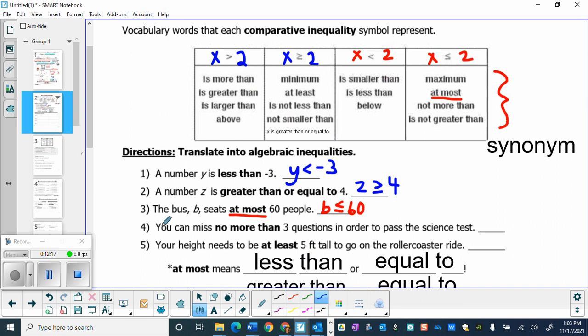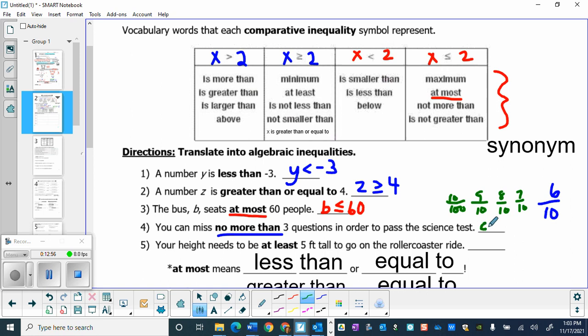All right, so let's try another one. You can miss no more than 3 questions in order to pass a science test. So let's say on a science test, there's 10 questions. You can miss no more than 3 of them in order to pass. Because if you miss more than 3, now you failed. If you miss 3 and get a 7 out of 10, you've passed. You could only miss 2 and pass. You could only miss 1 and pass. Or you could get 100, and of course you've passed.